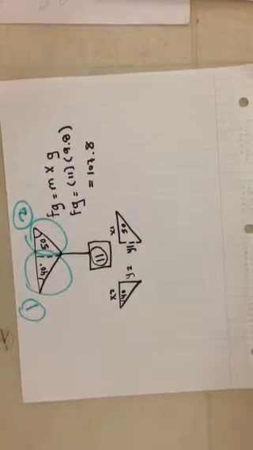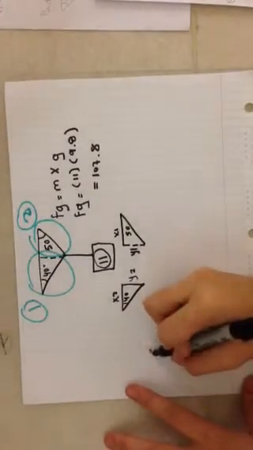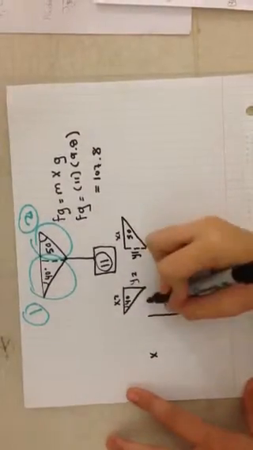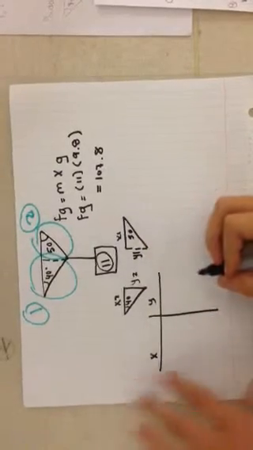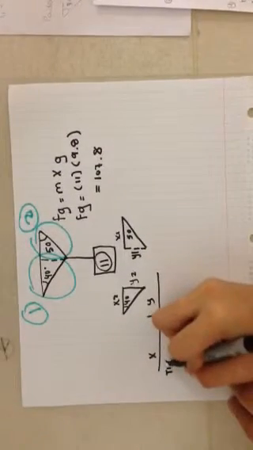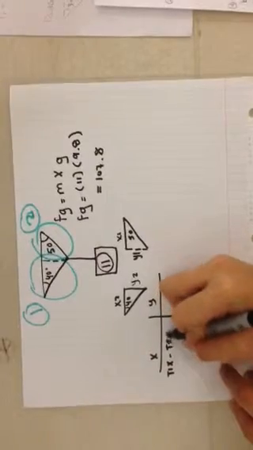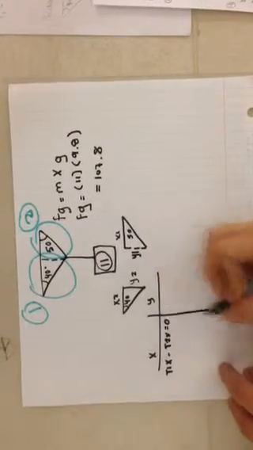Okay, so now we're going to split into x and y directions so we can organize our information, basically. In the x direction, we're going to place the following equation, T1x minus T2x is equal to 0.